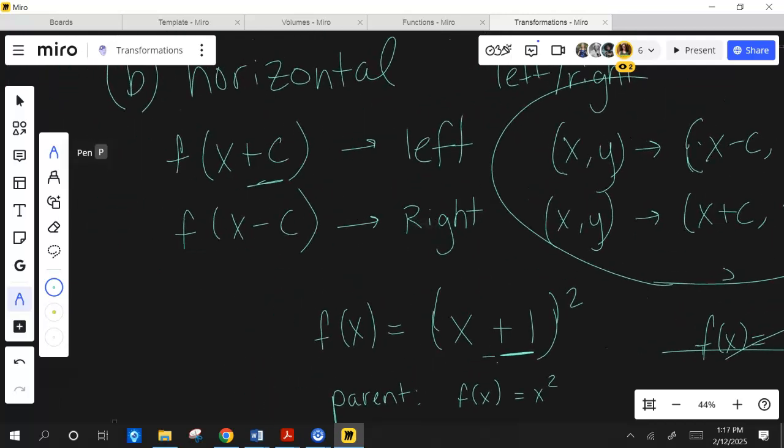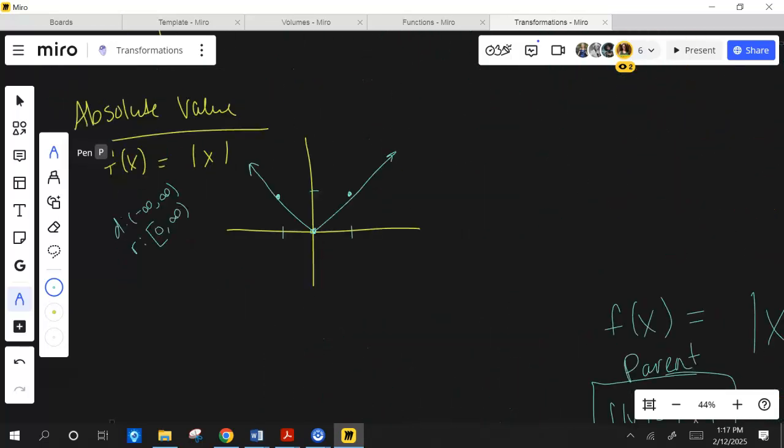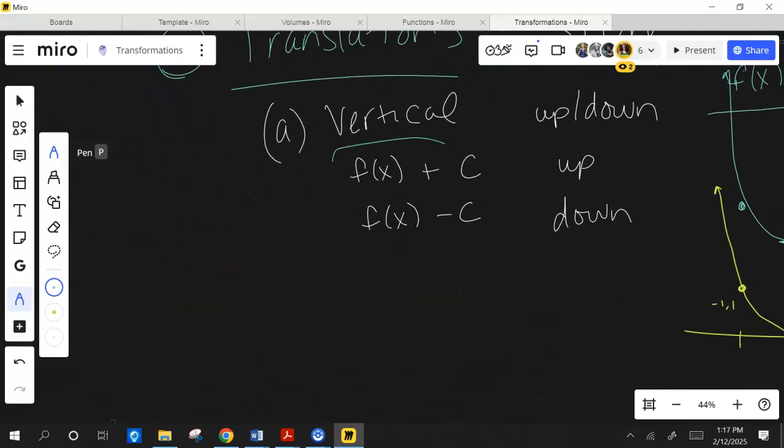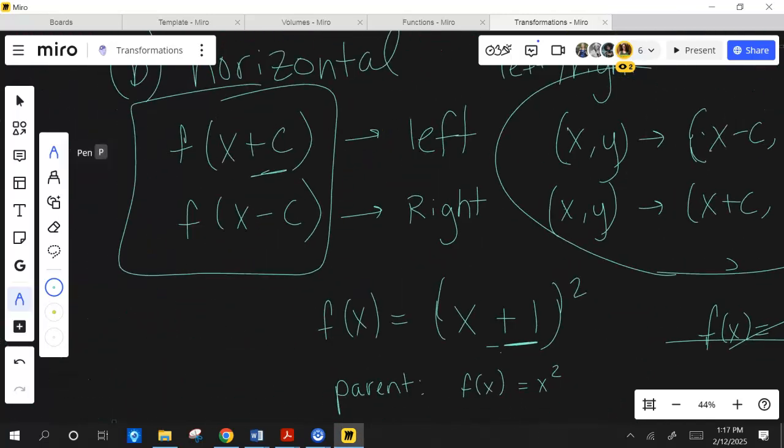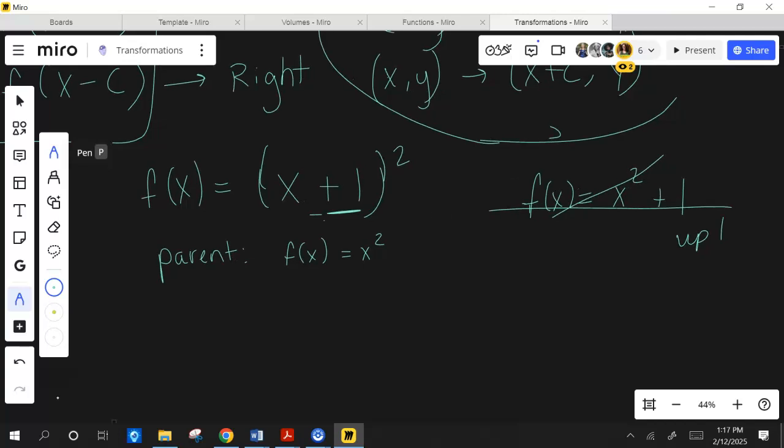It's just like, you see your blue sheet says this, but for the one right before it that was vertical, it said this. If it's in parentheses with the X, it's a left-right. If it's outside of the parentheses, it's an up-down. Why is it crossed out? Because I was saying that that's not the same. Don't get it confused. Those are two different equations. All right. Parent is X squared. Tell me which way I'm shifting, left or right? Left, because if I add, it's a left shift.